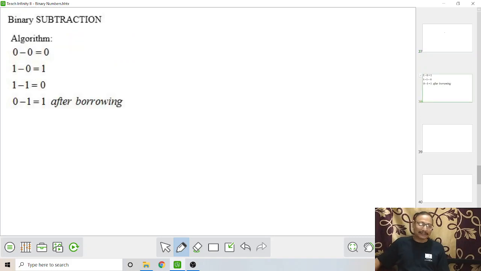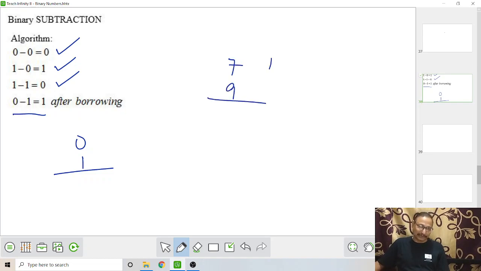If you subtract 0 from 0, it gives us 0. If you subtract 0 from 1, it gives us 1, as in the decimal system. If you subtract 1 from 1, it gives us 0, as in the decimal system. And it differs if 1 is subtracted from 0. Then you cannot subtract a bigger number from a smaller number, as in this one. If 9 is subtracted from 7 in the decimal system, then you cannot subtract 9 from this 7.